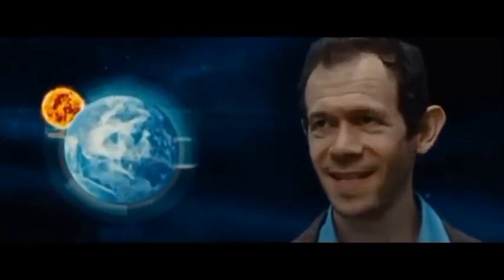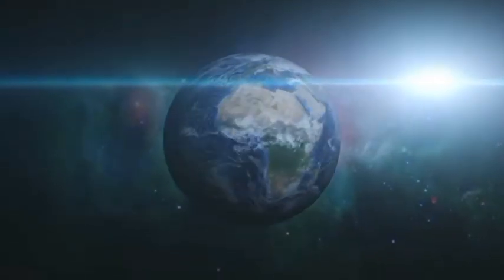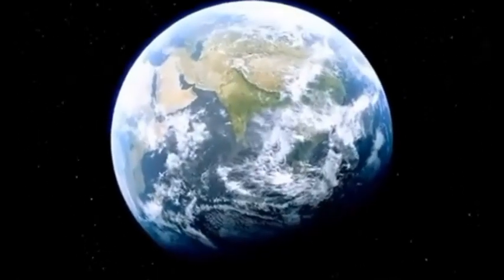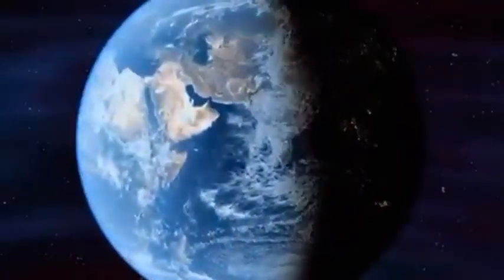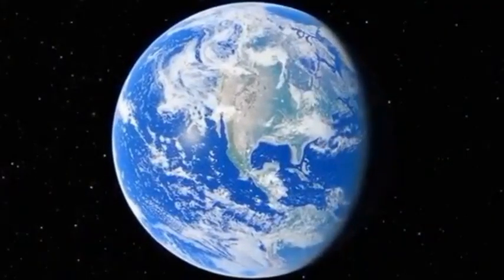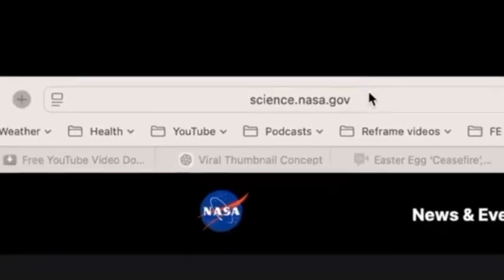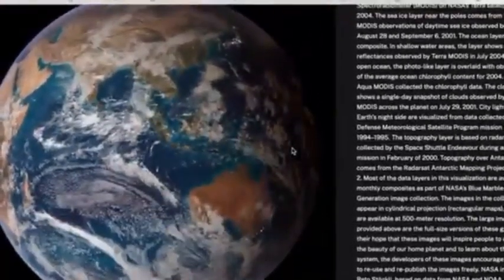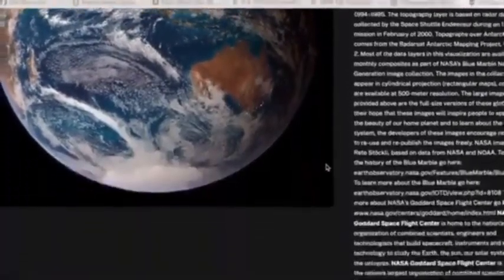Ladies and gentlemen, please prepare to bear witness to the making of history. Here we are on the official NASA website, looking at their so-called Earth images. Let's download this one.